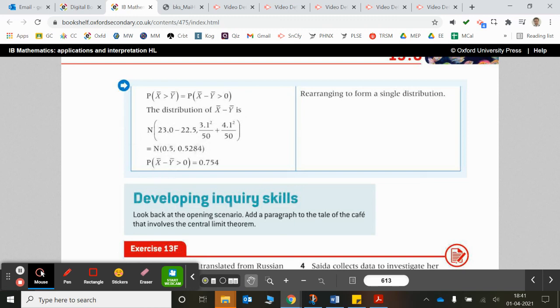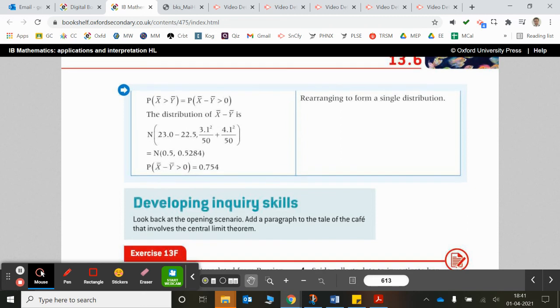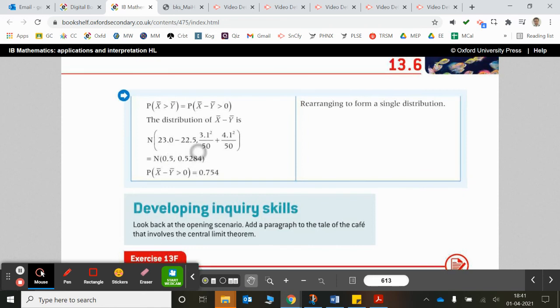Now we just want to know when this variable, Z if you like, is greater than 0. We can just use this normal distribution given above in order to complete this on our GDC. We should get the probability of 75%.